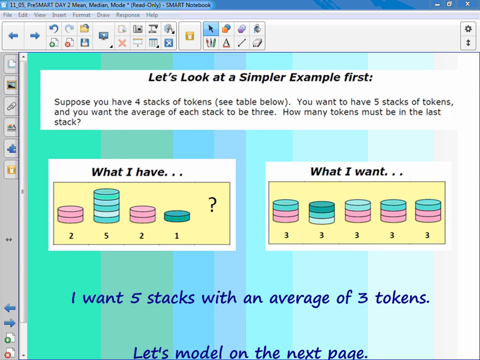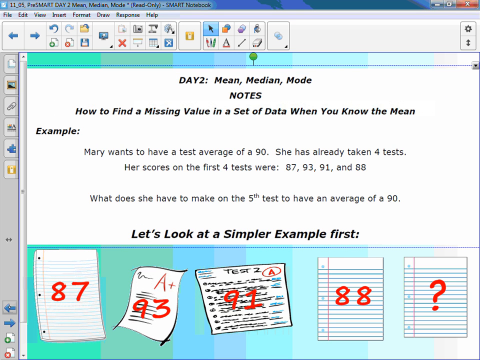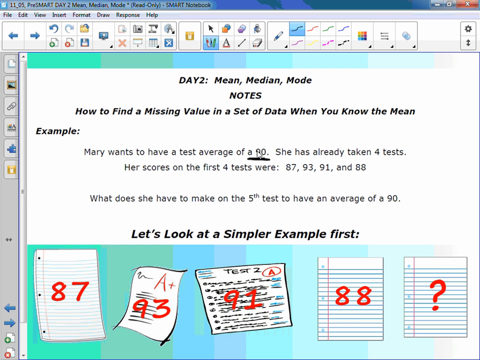Okay, today we're solving problems where there's missing data. They're going to tell you the average, and you are going to find a piece of missing data. This Mary problem says Mary wants to have a test average of 90. So they're telling us the average. You're used to finding the average, but here they're telling us the average already.